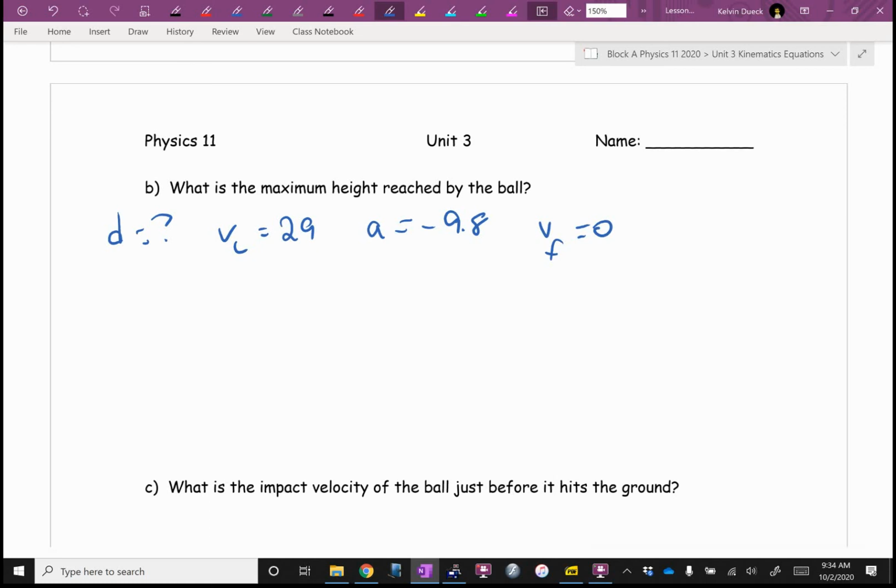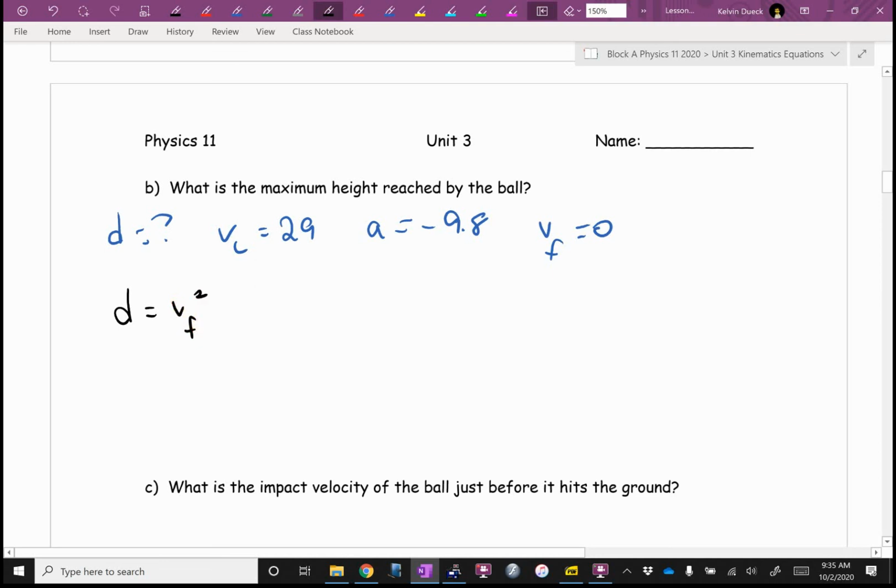Yep, can you get the D by itself? I'll give you a hint. D equals, shut up, Mr. Dewick, that's not a hint. Oh, okay. So what's going to drop down like a domino? The left side, which is VF squared. Yes, yes, yes.